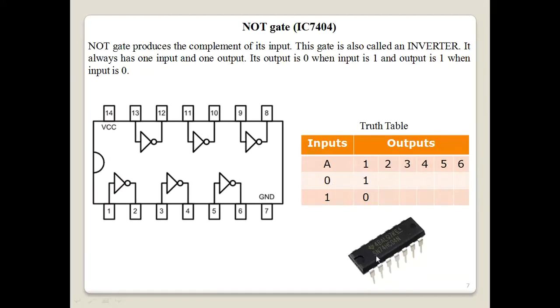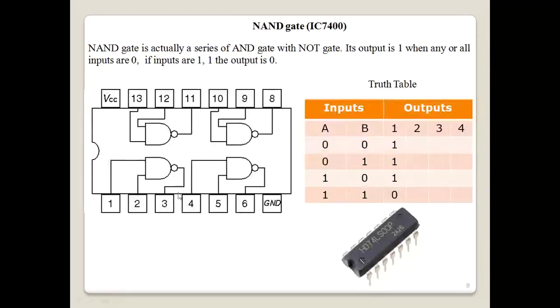This is the actual IC of the NOT gate. If you give 1 here, the output is 0. If you give 0 here, the output is 1 for the NOT gate. Next, we are going to the NAND gate and NOR gate.